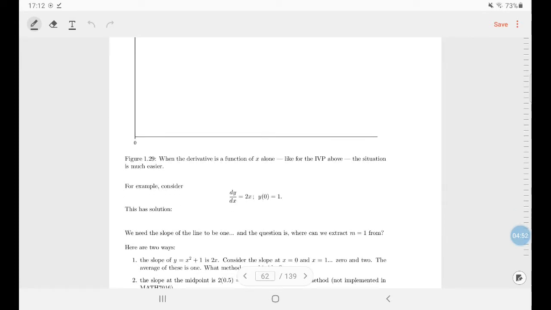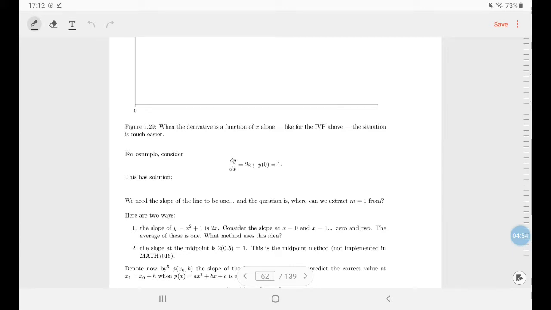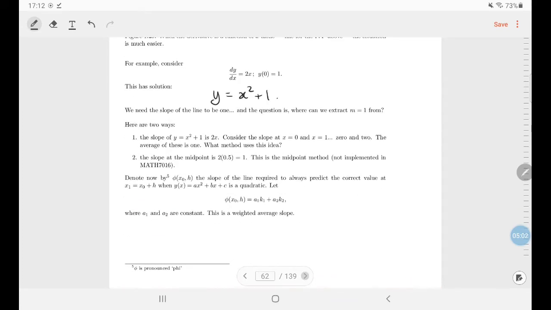So we kind of have in our little example down here, the solution here is, say, y equal to x squared plus 1. Okay, so I think we're going to draw this picture up above here.